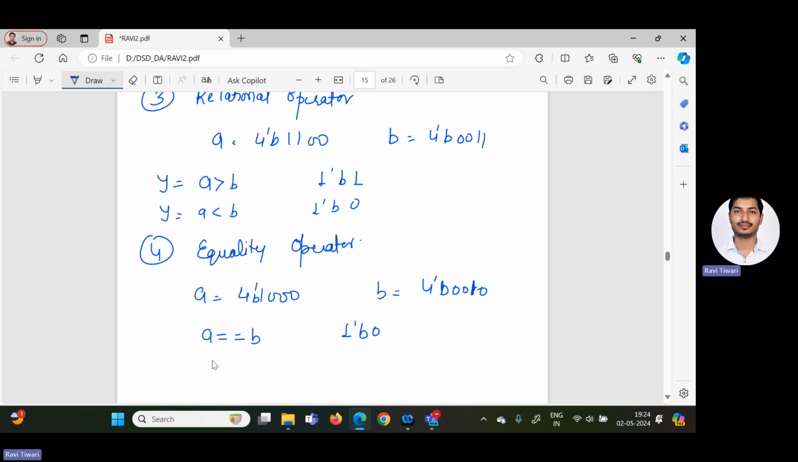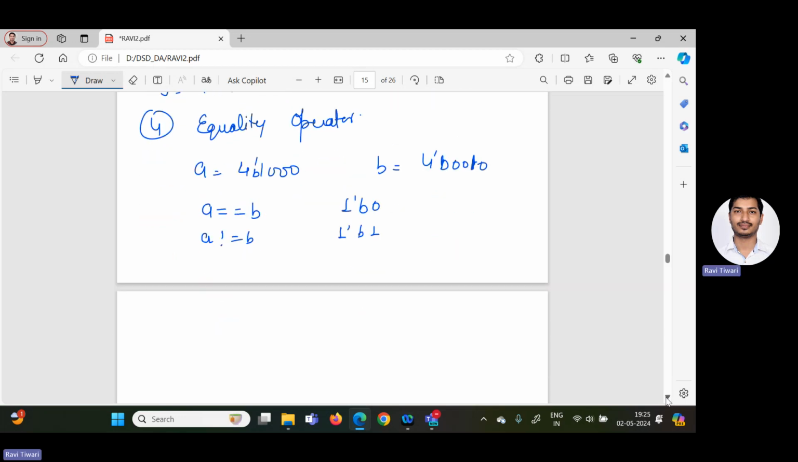That means false. And if you want to check whether they are not equal, so not equal will be checked like this: A is not equal to B. As this is a true condition, you will get 1'b1. Correct?